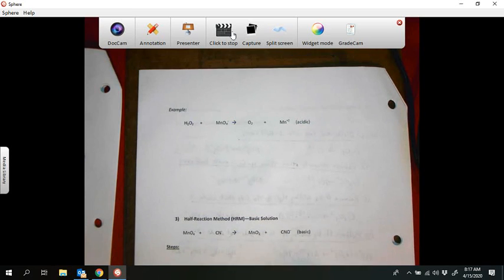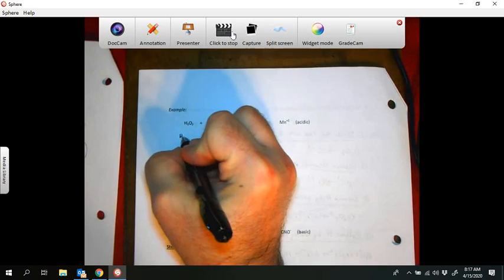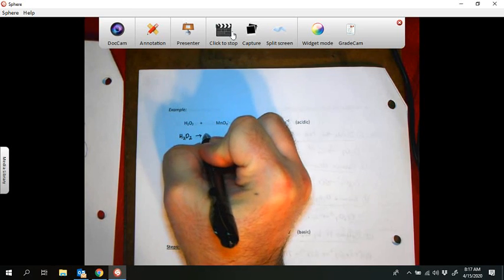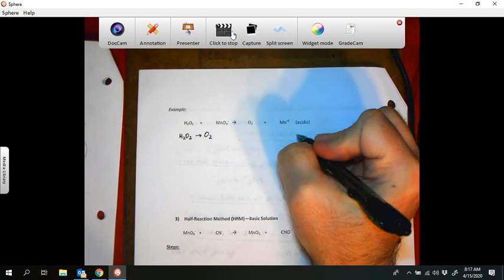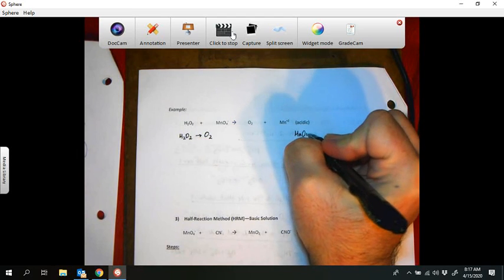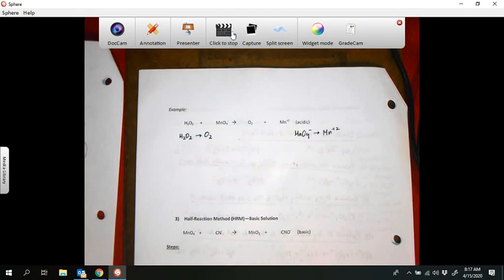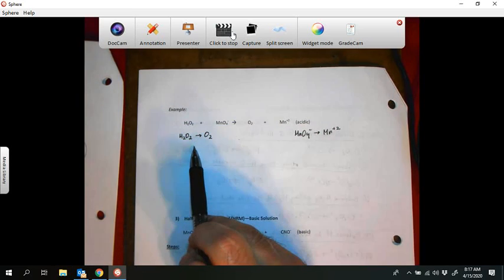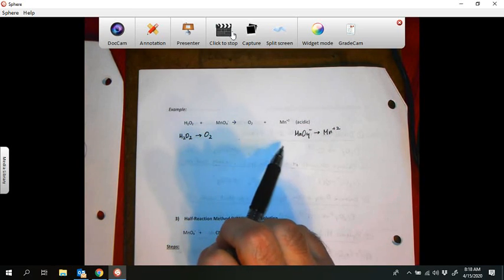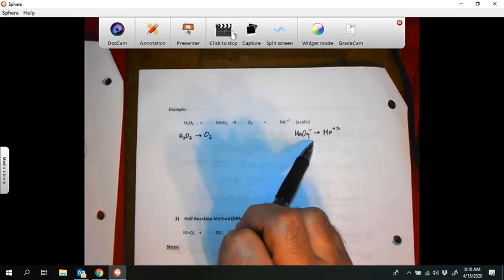So our first step was to divide them into half reactions. So our first half reaction is H2O2 yields O2. And our second half reaction is MnO4 minus yields Mn plus 2. So if you remember, the first thing that we do is balance all of our non-hydrogens and oxygens. So this one is just hydrogen and oxygen, so we don't have to worry about it. And over here, our Mns are balanced.